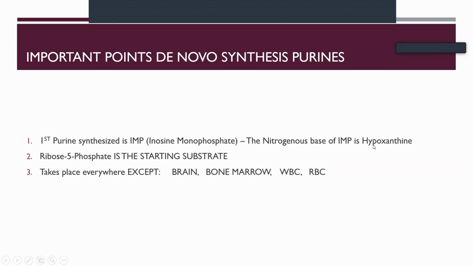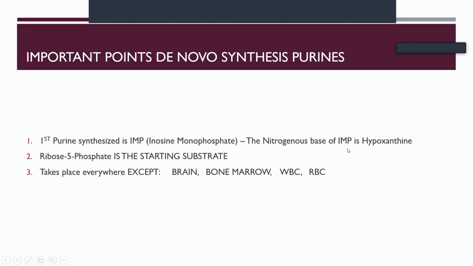Why are we asking this? For example, AMP: I want you to unmute and tell me, what is the nitrogenous base of AMP? Adenosine monophosphate. Sorry, what will be the nitrogenous base of AMP? Hypoxanthine? No, hypoxanthine is the nitrogenous base of IMP. I'm talking about AMP. A for Adenosine, apple. Adenine will be the nitrogenous base.